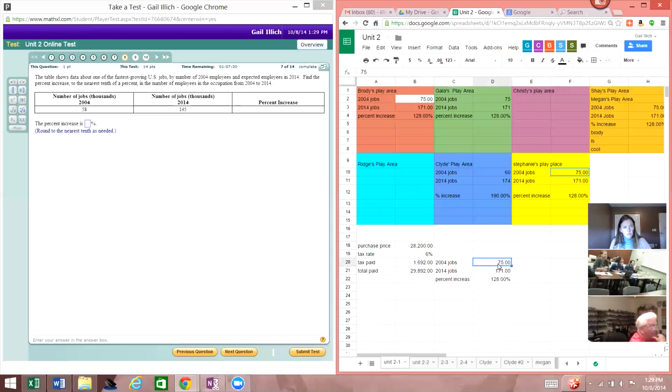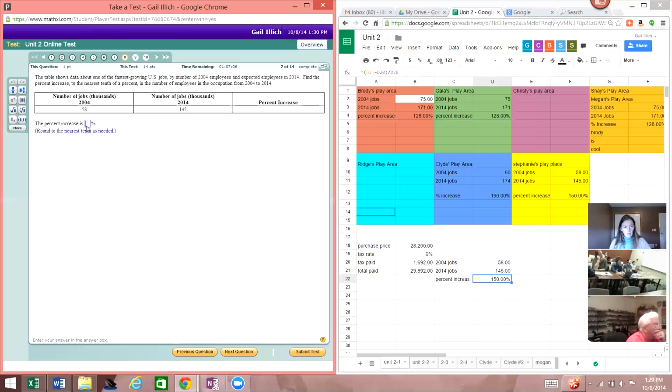So in 2004, there were 58 jobs. And in 2014, there were 145 jobs. And what the formula does is it finds the difference. So that's why it subtracts them, and then it divides by the original amount, which was the 58, so what's in D20, and then it also made it a percent. So this is a nice, pretty answer, 150. Okay.